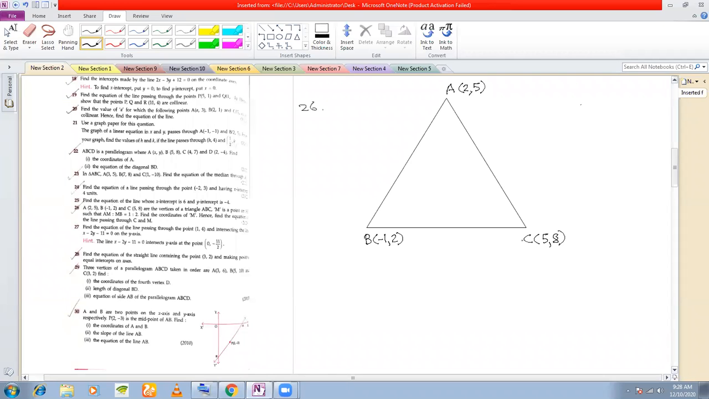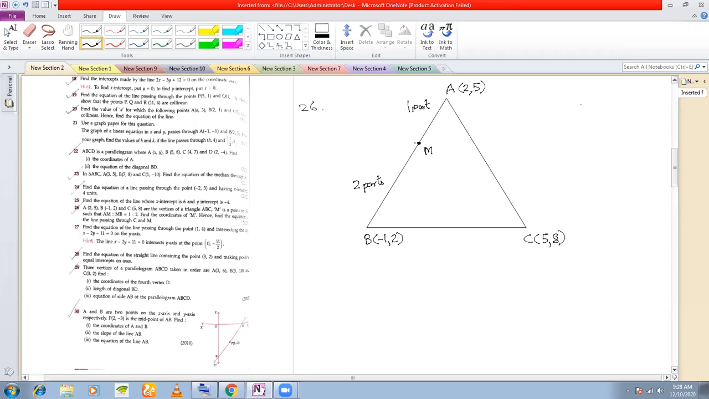M is a point on AB such that AM is to MB is equal to 1 is to 2. Which one is your AB? Okay, this side is your AB, and M is a point on this side such that AM is to MB is 1 is to 2. That means one part is here and two parts are here. That is what it means. Find the coordinates of M.